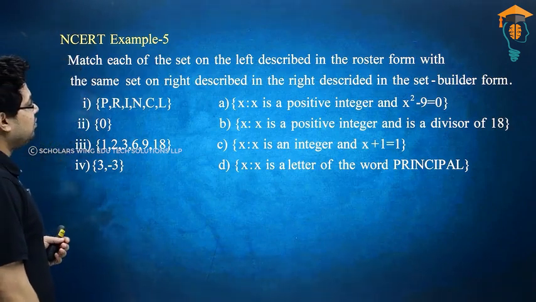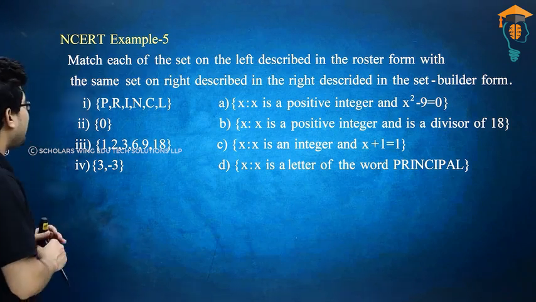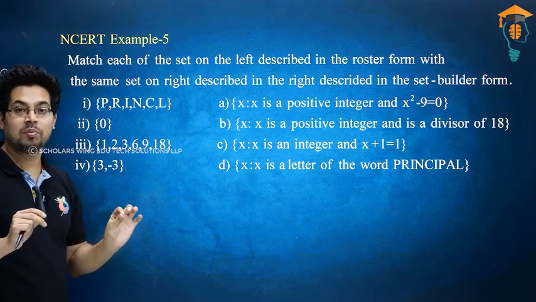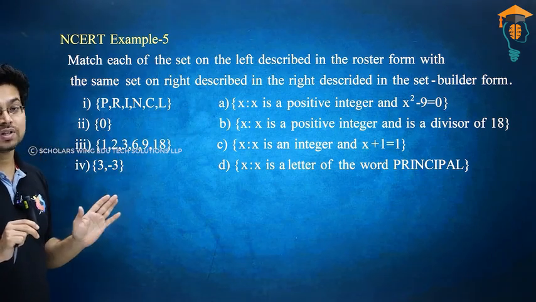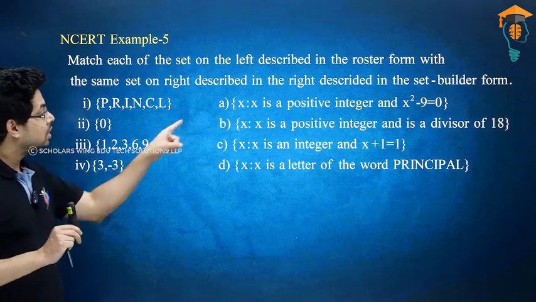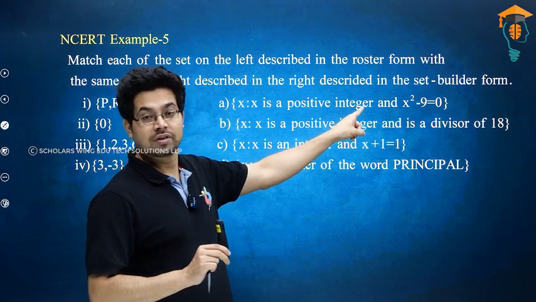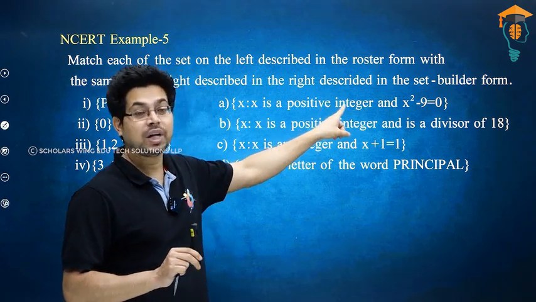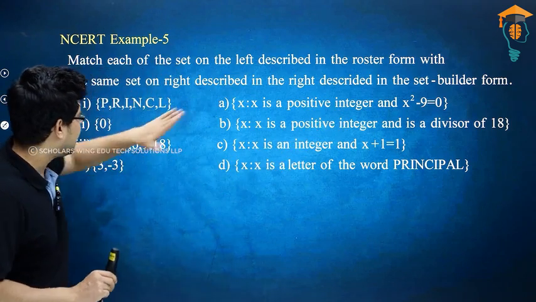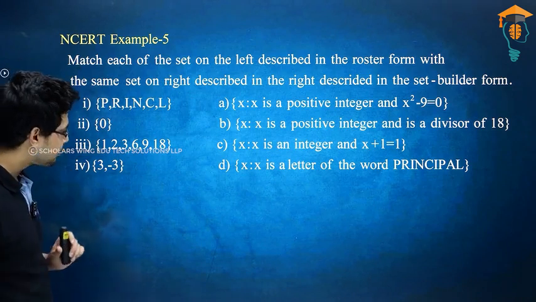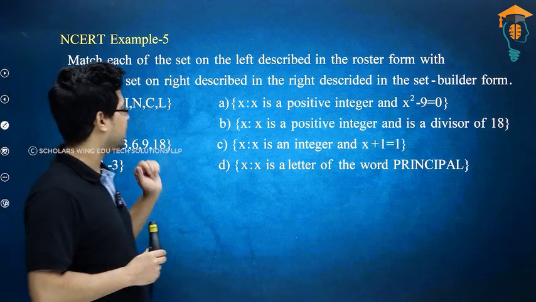Match each of the set on the left described by the set in the roster form. Okay. So we cannot match set, that means this 4 and set A. They just cannot be matched because they are not the same set. Always remember. Here we are having 3 and minus 3, both. Here x is a positive integer. That means here we will have only one value of x, that is 3. We cannot have minus 3 over here. That means this set and this set, they are not same. Fine, remember it.